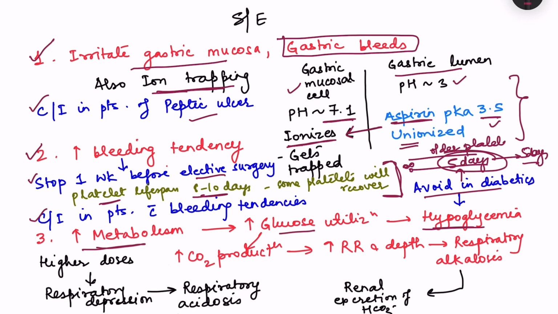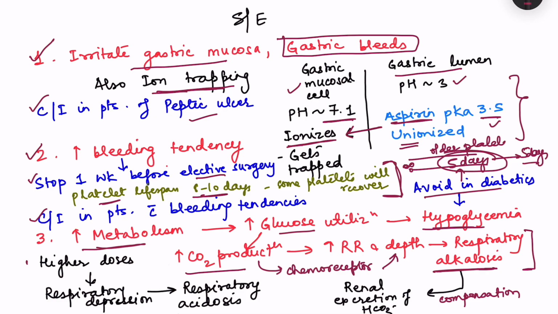Then also, because of increased glucose utilization, that is increased metabolism, there is increase in carbon dioxide production, and hence this carbon dioxide leads to stimulation of chemoreceptors, and this stimulates the respiratory rate and depth of respiration, causing increased carbon dioxide washout and respiratory alkalosis. Okay, so there is increase in the respiratory rate and depth causing respiratory alkalosis, and this is compensated by the body by renal excretion of bicarbonate ion. So more alkalosis is occurring in the body, so the body tries to bring back the pH by excretion of the alkali, that is the bicarbonate ion.